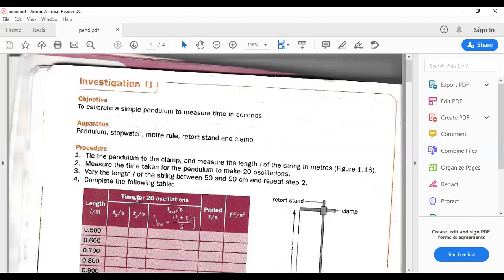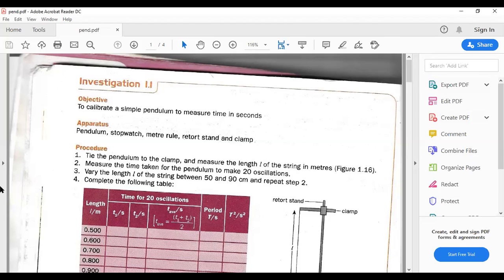पहला काम क्या करना चाहिए? What's the first thing to do? Basically, what is your objective? What are you looking for? That how length affects the time of the pendulum. Okay. How length affects the time? Very good. So our main objective of doing this experiment is we want to learn how length affects the time period. ठीक है जी. So this is our objective.